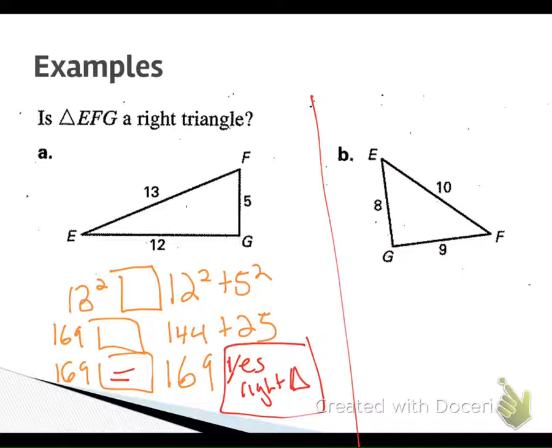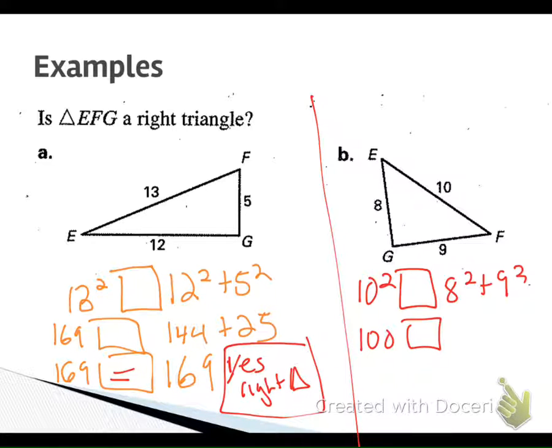Okay, next up. Which one's your longest side in this triangle? So if it was a right triangle, that would have to be the hypotenuse. So you'd have 10 squared, box, 8 squared plus 9 squared. 10 squared is 100. 8 squared is 64, 9 squared is 81. Okay, 64 plus 81. What's that? You said 145? Are they equal? Nope, not equal. 100 is less than that, so not right triangle.